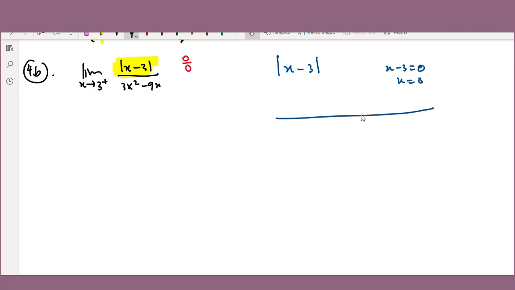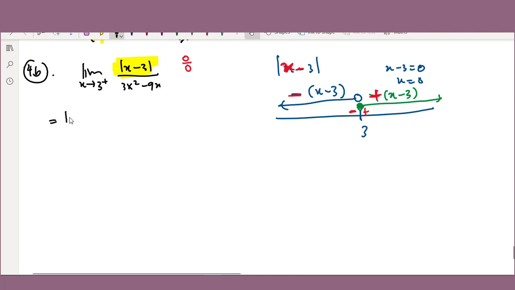Then on the number line, mark 3. To the right, this function is positive. To the left, different level, it is negative x minus 3. We skip the piecewise function. Actually it's better for you to do the piecewise function, but if you don't want to, skip and do the number line. But make sure it is x minus 3, not 3 minus x. So positive to the right, negative to the left.